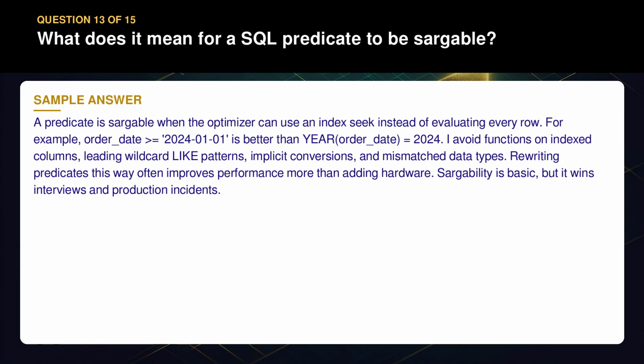I avoid functions on indexed columns, leading wildcard-like patterns, implicit conversions, and mismatched data types. Rewriting predicates this way often improves performance more than adding hardware. Sargability is basic, but it wins interviews and production incidents.